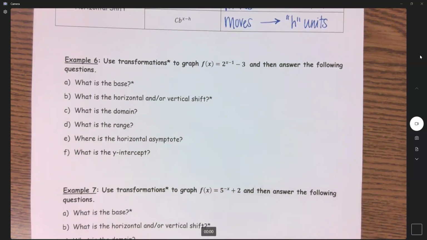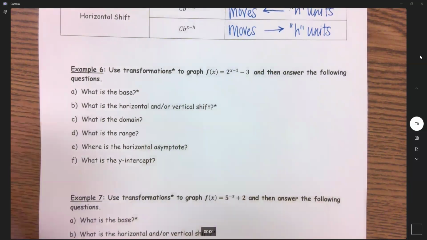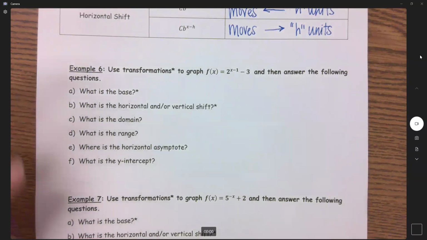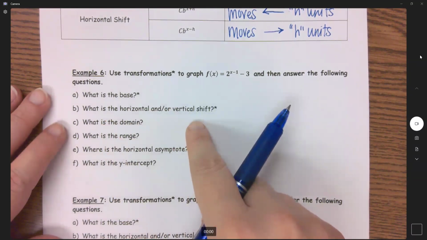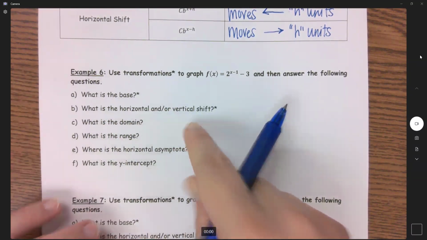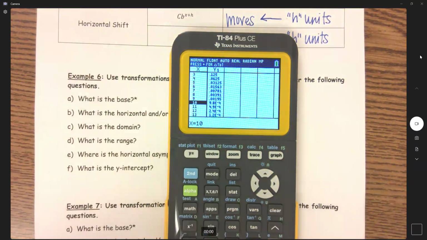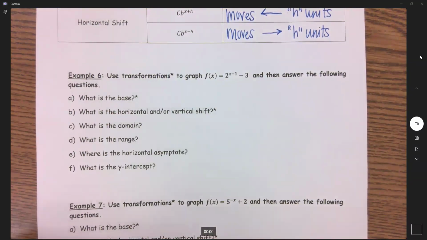So example 6, use transformations to graph f of x and then answer the following questions. I put a little asterisk by use transformations because in my math lab, if you hover over your graphing tools, you'll see one that says exponential and one that looks pretty similar to it. If you hover over, it will say logarithmic tool. So you don't want that one, you want the exponential. All you need to do to be able to graph these is state the base and then tell what the horizontal and vertical shift are, and it will graph the rest for you.